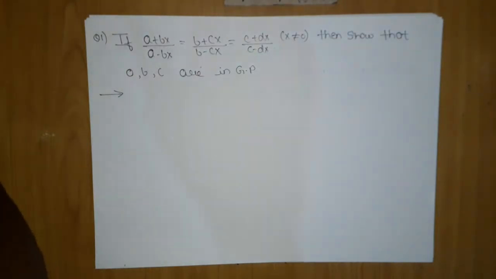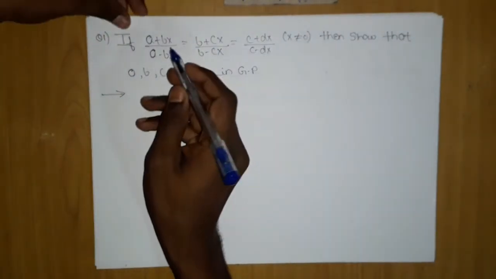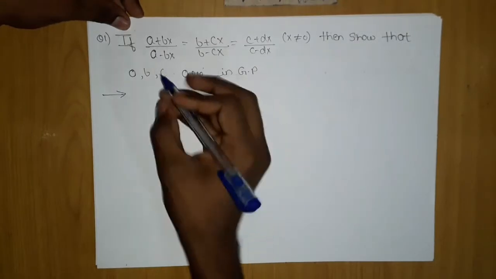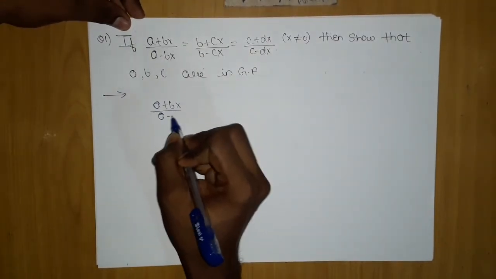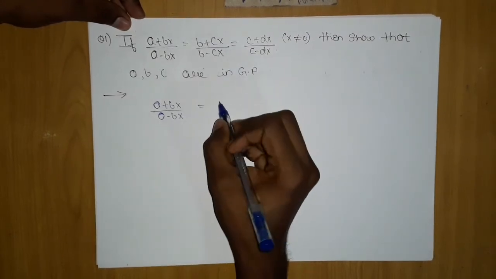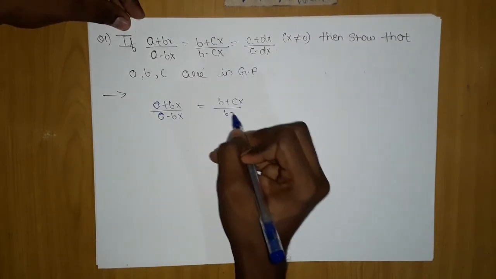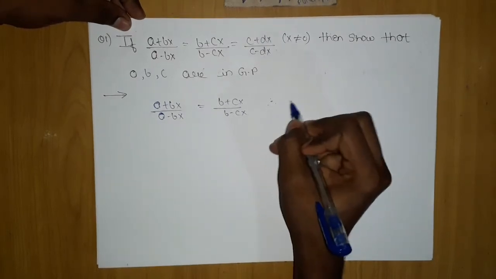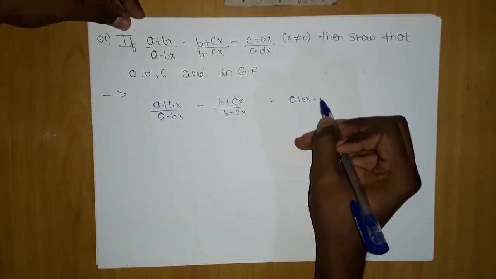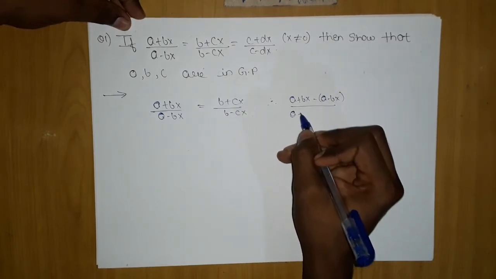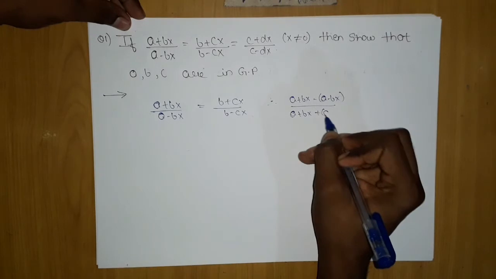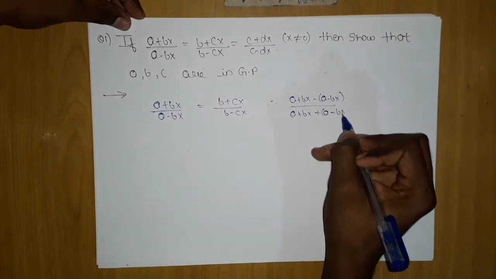Whenever you get 3 or 4 terms equal, just understand that there is a chance of application of componendo and dividendo. If I apply componendo and dividendo, if I consider only these two, a plus bx upon a minus bx, okay, as I told, b minus cx, if I apply componendo and dividendo, what do I get? a plus bx minus a minus bx, a plus bx, a minus bx.